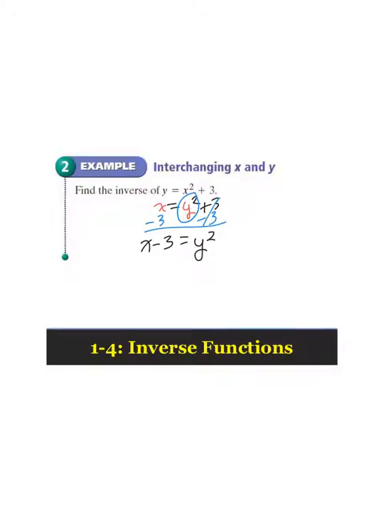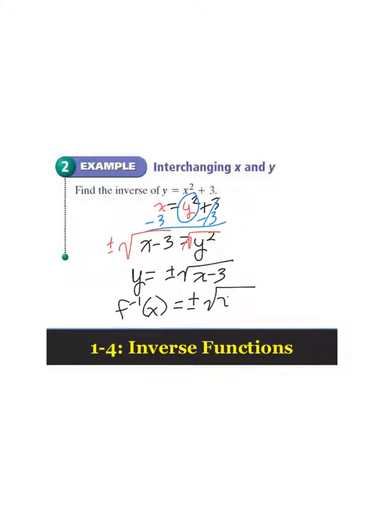Then I want to take the square root of both sides, and technically I should have a plus or minus square root on that side, because when I take the square root, I need a plus and minus. So y equals positive or negative square root of x minus 3. f to the negative 1 of x is equal to plus or minus the square root of x minus 3.